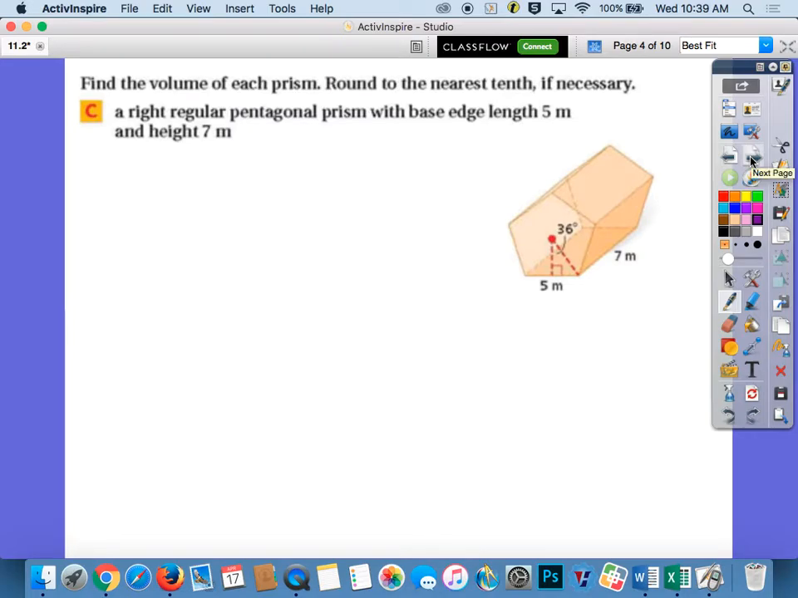So here we have a right pentagonal prism. Here's your base. Remember, your base is what's congruent and what's parallel. We have a pentagon, so we're going to use 1/2 apothem times perimeter for this. Now I know that it's a pentagon, so I know that my central angle is 72, which means this angle here is going to be 36. So I'm going to break this up. Here's your 36 degrees. This is 5, so this is going to be 2.5 meters.